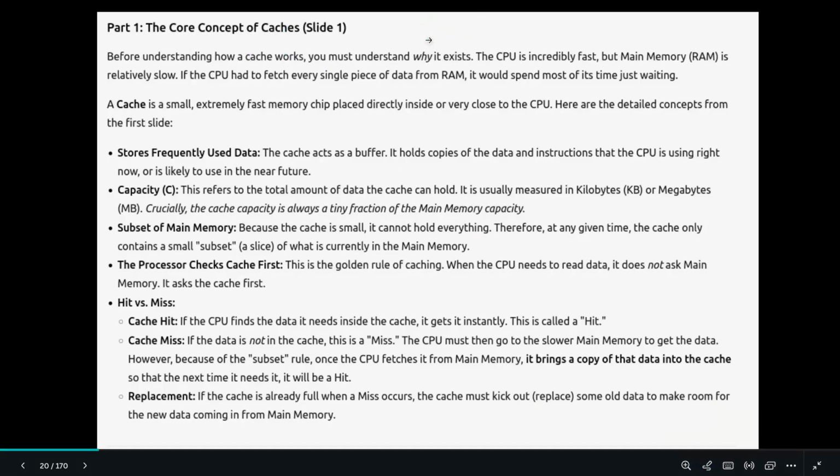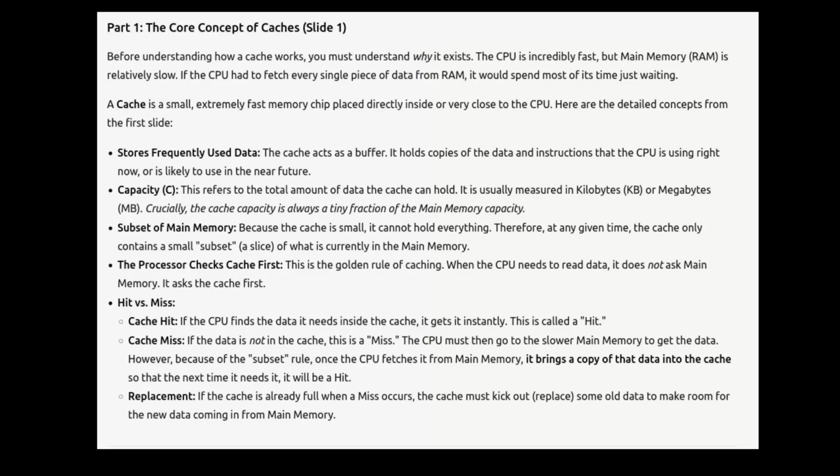Before understanding how a cache works, you must understand why it exists. Why do we need a cache? The CPU is incredibly fast, but main memory is relatively slow. If the CPU had to fetch every single piece of data from RAM, it would spend most of its time just waiting. So the CPU is very fast and accessing main memory is very slow, and it would waste a lot of its time waiting.